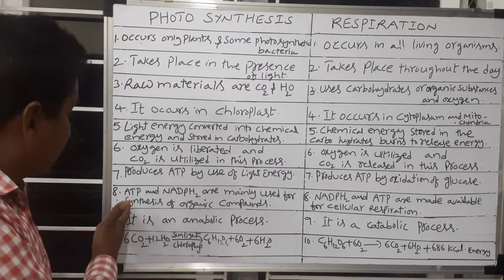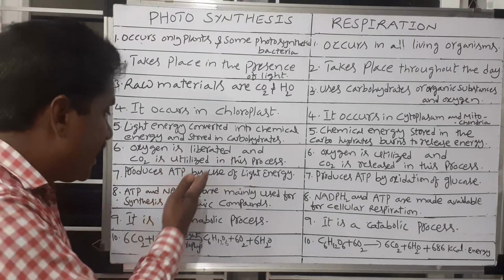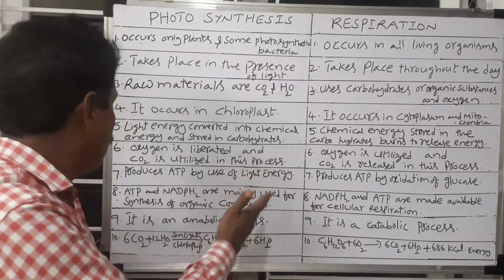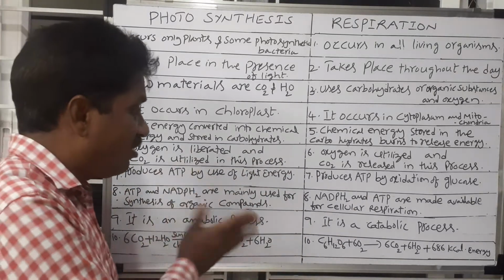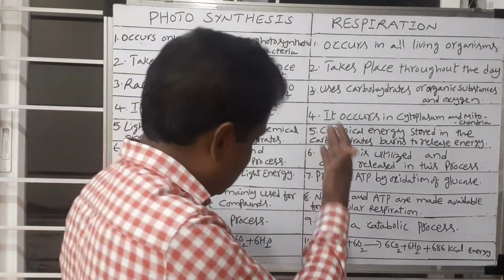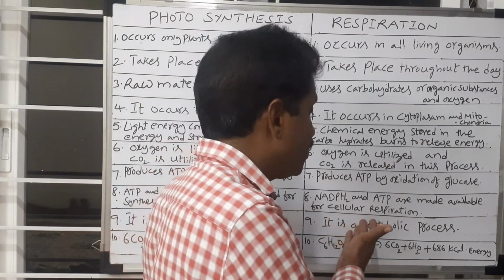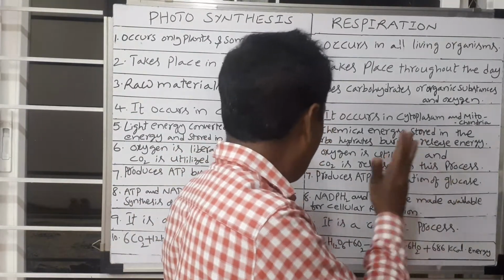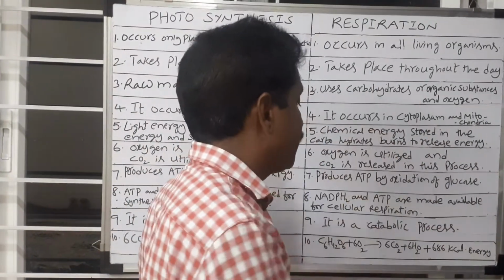In the photosynthesis process, ATP and NADPH are mainly used for the synthesis of organic compounds. In the respiration process, NADPH and ATP are made available for cellular respiration.